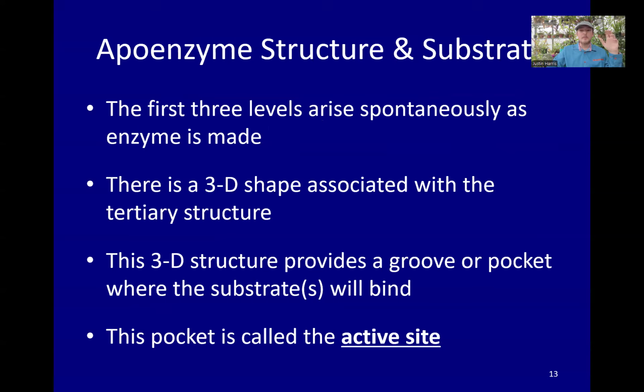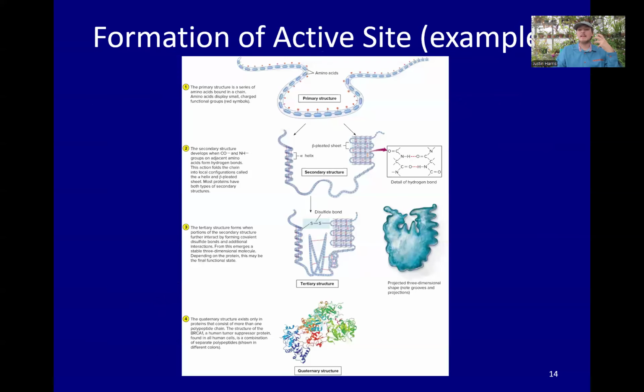And so this 3D shape in this binding pocket, or what's called the active site, is really important for the substrate to actually bind. And if that binding pocket isn't formed right, or the protein isn't folded right, that substrate isn't going to be able to bind, and potentially you wouldn't be able to help along that chemical reaction, which could lead to disease or disorder or dysfunction within the cell.